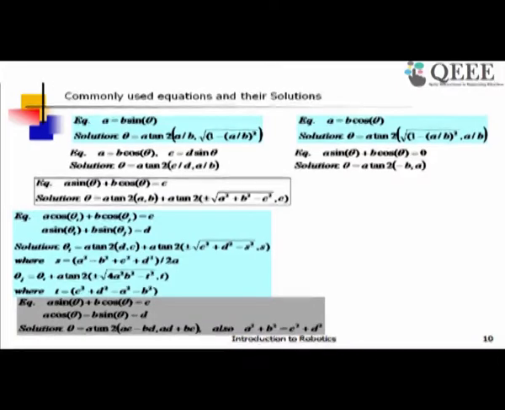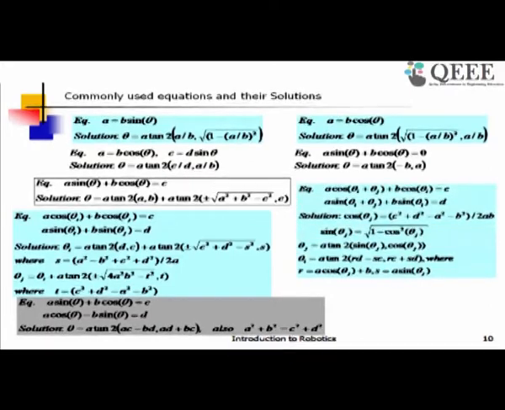Another one is A sin theta plus B cos theta is equal to C, and A cos theta minus B sin theta is equal to D. Then the solution will be A tan 2 of AC minus BD, AD plus BC, with A square plus B square equal to C square plus D square. Another one, A cos theta 1 plus B cos of theta 1 plus theta 2 equal to C, and A sin theta 1 plus B sin of theta 1 plus theta 2 equal to D. Again you can have a solution.